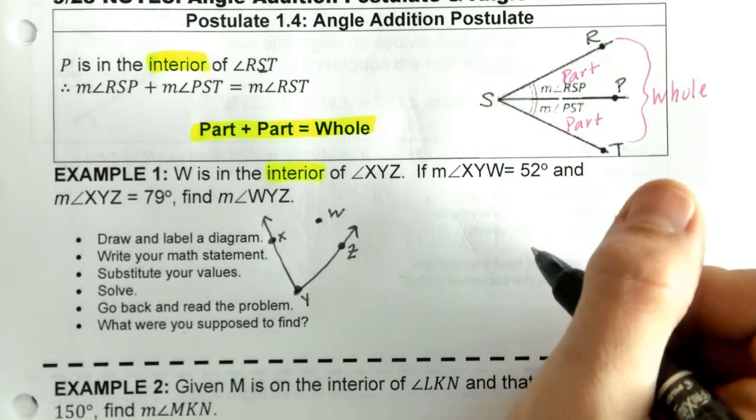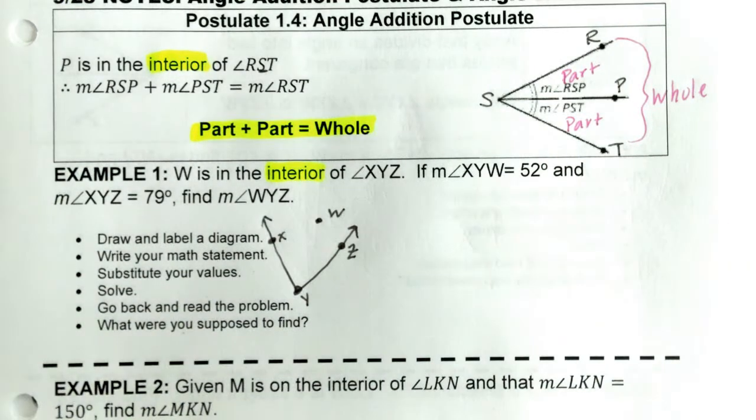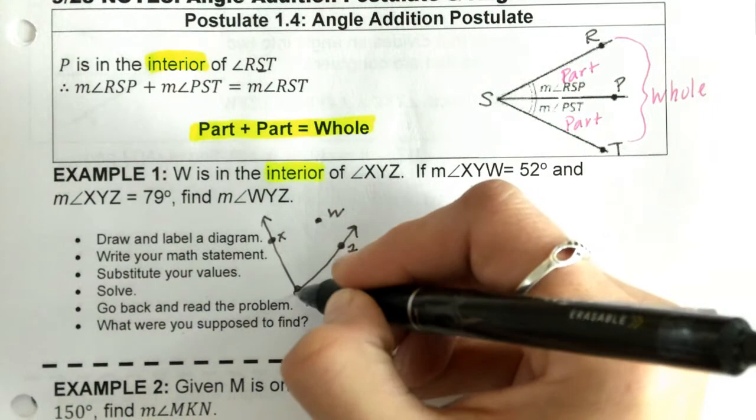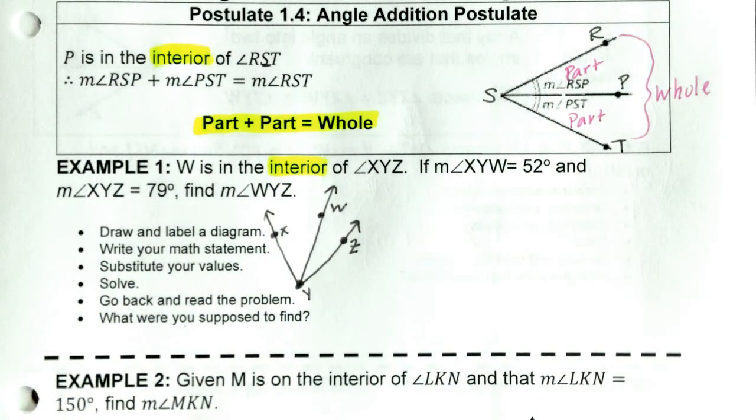But we also need to make sure that we draw the ray. Because right now, if we only have that point, we still only have one angle. So we need to create our part and our part. We have our whole. So we're going to draw our ray through point W. So here, again, I think we saw this on the other notes, we're not always going to have ray whatever is on the interior. Sometimes it's just a point and we have to draw that ray in.